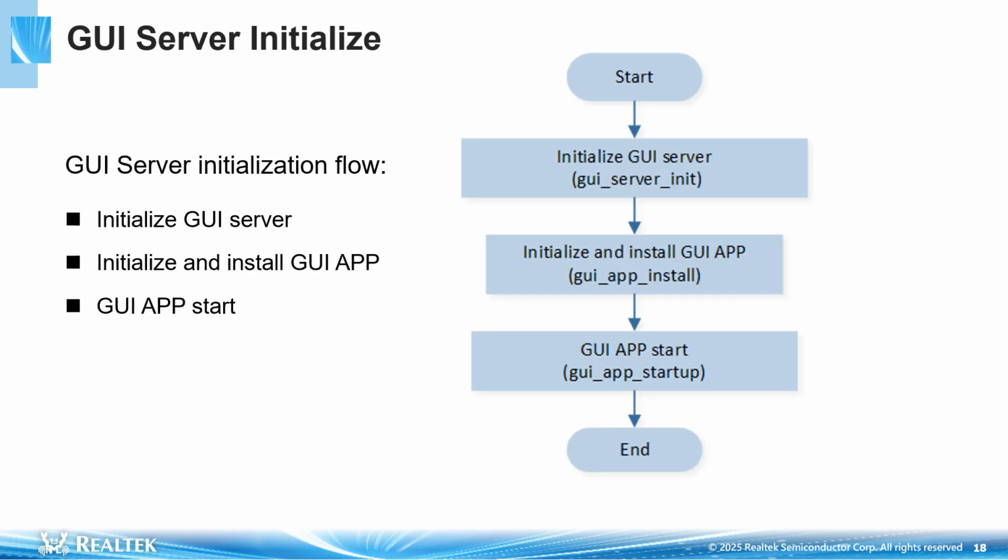The GUI server and the UI design are initialized in the GUI main function at the entry of the app task. First, call the function GUI_server_init to initialize the GUI server, then call the function GUI_app_install to initialize and install the GUI app, and finally, call the function GUI_app_startup to start the GUI app.